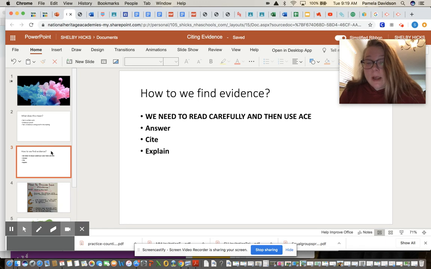How do we find evidence? Well, we need to read really carefully, which we should be doing all the time, right? We should be taking our time thinking about the text, guessing what's going to happen next. And we're going to use a strategy called ACE while we're looking for our evidence. So this is how we're going to go about citing evidence. So ACE stands for answer, cite, and explain.